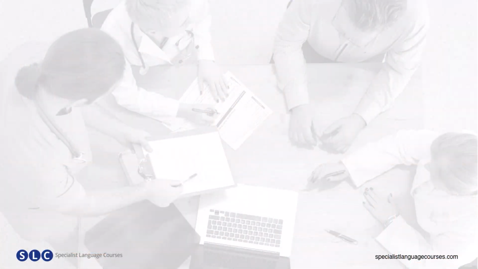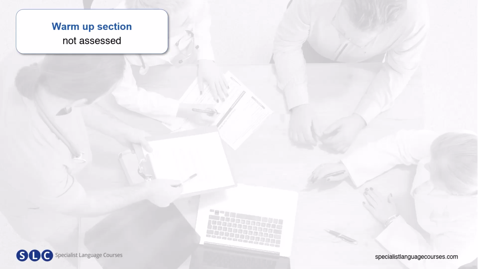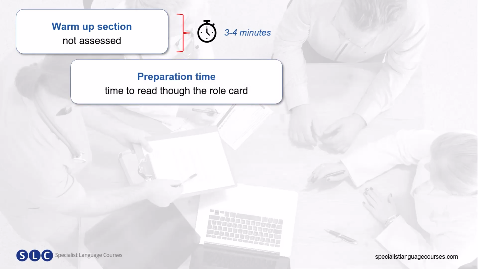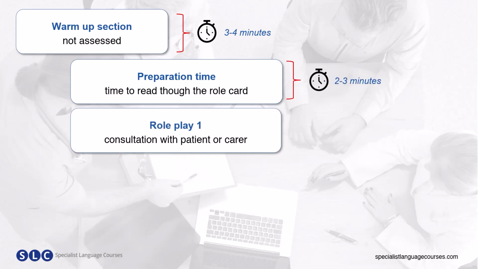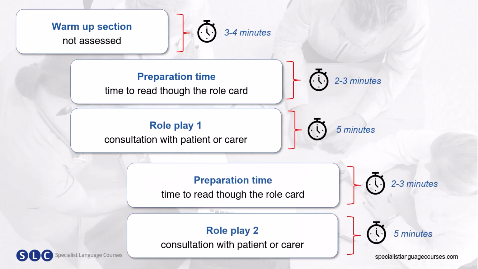Let's go. First, let's look at what happens in the OET speaking test. First of all, there's a warm-up section, and this is about 3 to 4 minutes long, and you're not assessed on this. Then you get given a role card, and you have some preparation time to read through the role card, 2 to 3 minutes. And then you complete the role play, which is a consultation with the patient or carer, and this lasts about 5 minutes. You then get given another role card and do the same again.